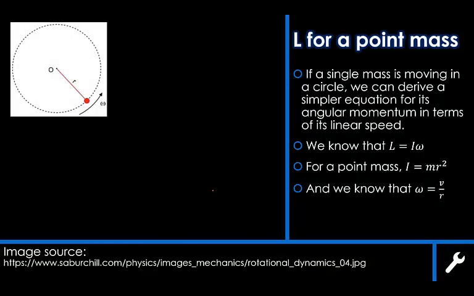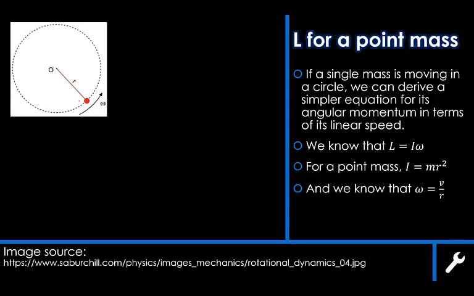It's interesting also to derive the equation for a point mass because its equation is going to be a little bit simpler for its angular momentum. The reason why a point mass is interesting is that we could then use that in principle to derive the angular momentum for any object, but we're going to work through the derivation for a point mass.